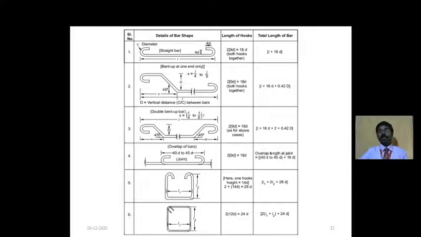The first figure shows the straight bar, at what distance the hook has to be provided. Here the hook is provided at a distance of 4D, 4 times the diameter of the bar, and the second one is the bar which is made cranking at 45 degrees at the length of L by X to the L by 6 from the edge. The next one is double bent of bar. Then the fourth one is overlapping of bars. Then the fifth one and sixth one show the stirrup bars, how they are bent.